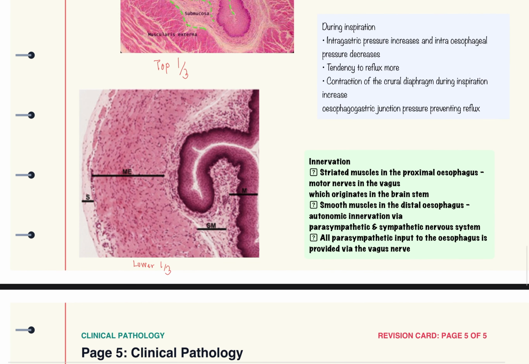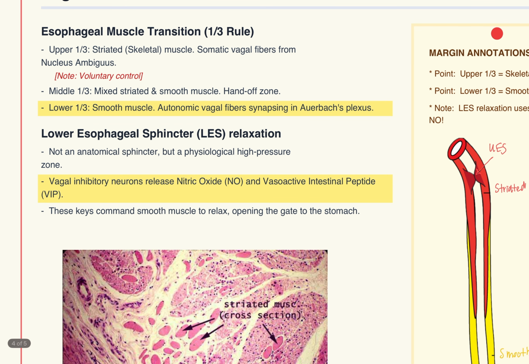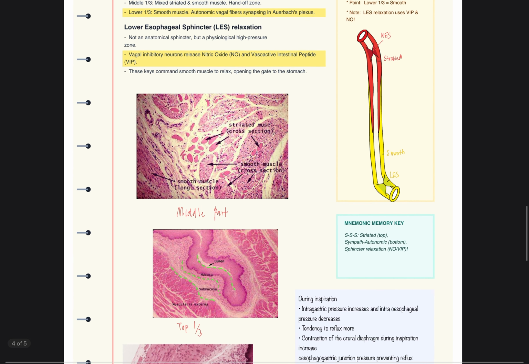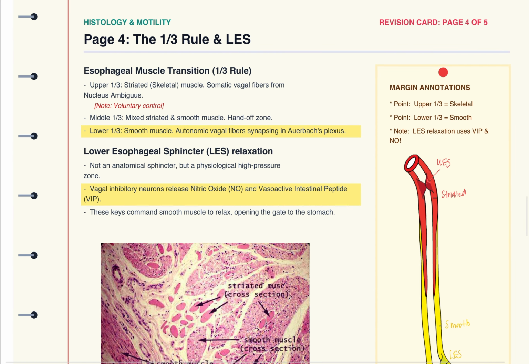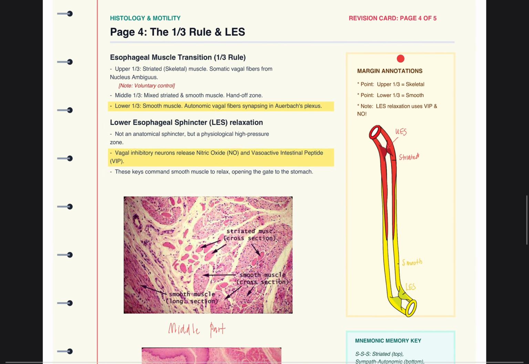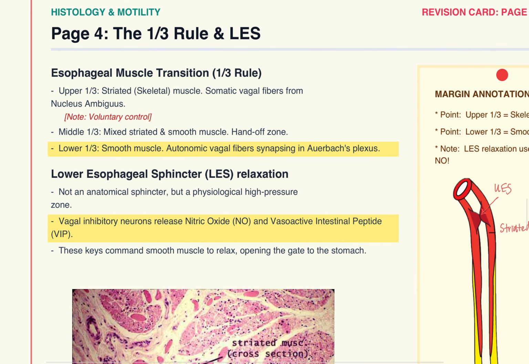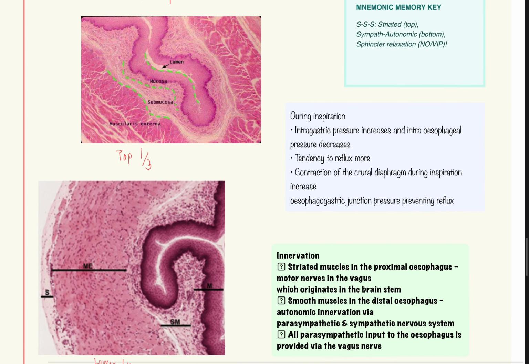The lower esophageal sphincter is also made up of smooth muscles, and it relaxes due to the vagal inhibitory neurons that release nitric oxide and vasoactive intestinal peptide. In the lower one-third, the smooth muscles are controlled by autonomic vagal fibers, synapsing in the myenteric plexus. And the upper one-third is striated skeletal muscle, controlled via the somatic vagal fibers from the nucleus ambiguus.